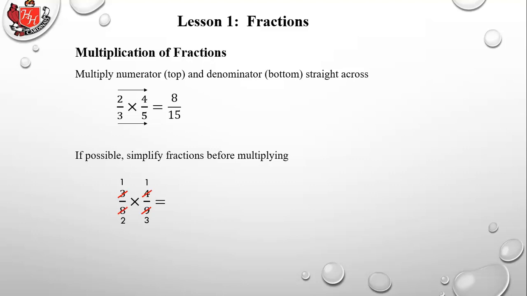Now you simply multiply across the top. 1 times 1 is 1. And so now it becomes 1/2 times 1/3. 1 times 1 is 1, and 2 times 3 is 6. And so that's how you would multiply fractions, by simplifying before you multiply.